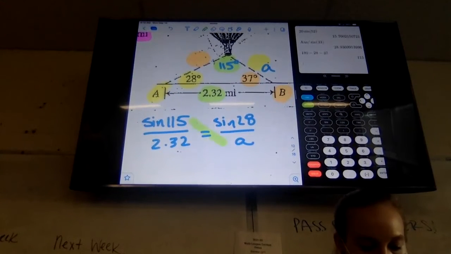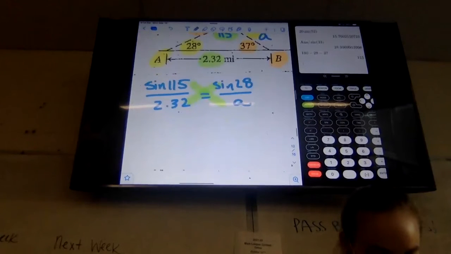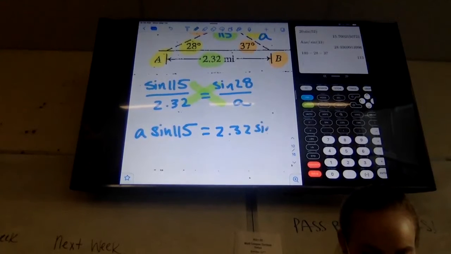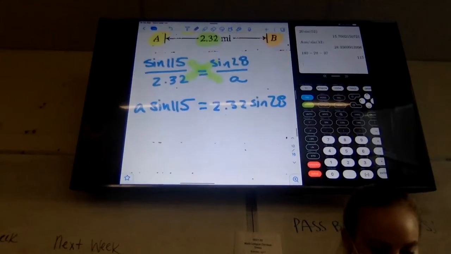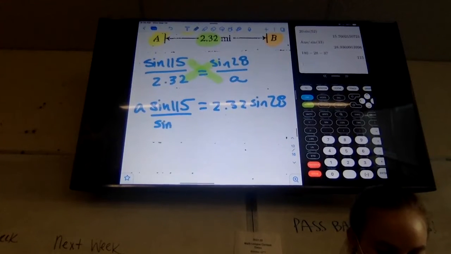All right, solve like we have been doing. You guys have been good at this part. A times sine of 115 equals 2.32 sine of 28. Divide by sine 115.